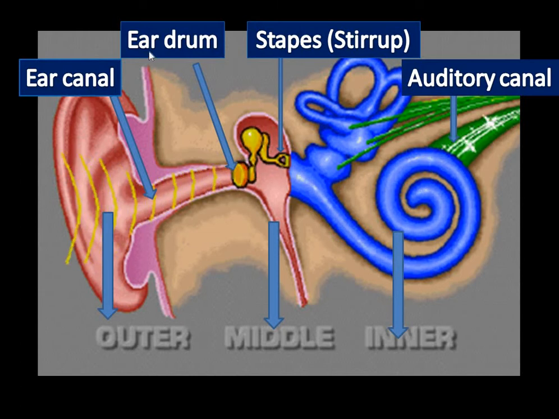So let's have a little video of how the ear works. See, these yellow lines are indicating that the sound is going in.